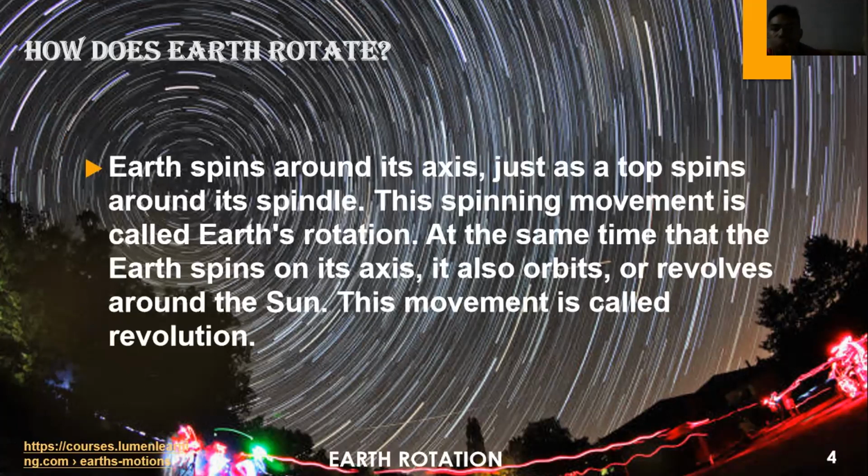How does the Earth rotate? Earth spins around its axis, just as a top spins around its spindle. This spinning movement is called Earth's rotation. At the same time that the Earth spins on its axis, it also orbits or revolves around the Sun. This movement is called revolution.